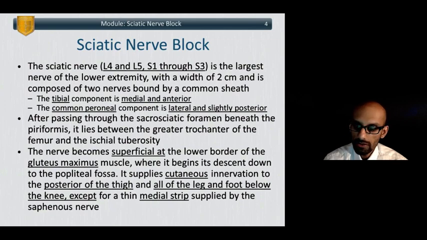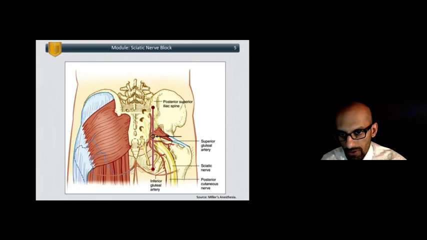by the saphenous nerve. So it's a nice image from Miller's Anesthesia that shows you, here you have the piriformis muscle and the sciatic nerve coming out from underneath that. What this doesn't show you is the inferior border of the gluteus maximus. That's kind of taken away, but that's the point right here where it would be most superficial.